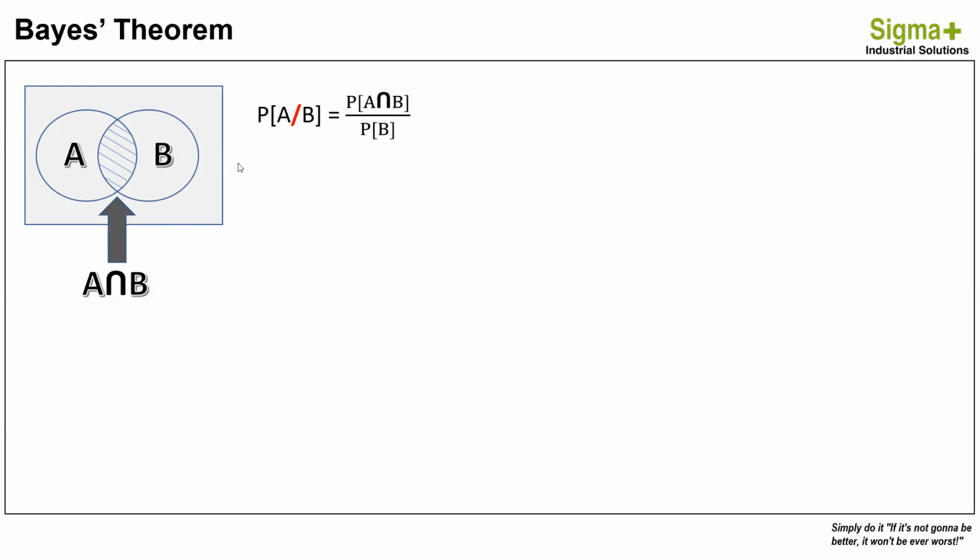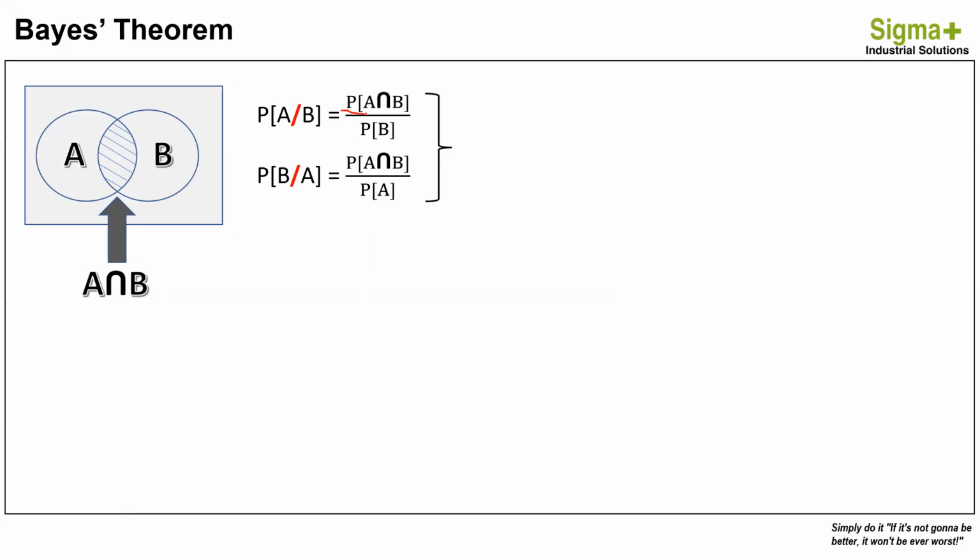So if I say that the probability of A subjected to B, as you can see, the red slash means subjected to B, or under the condition of B occurrence, it is the intersection between both events A and B divided by the probability of B. And I can also say the probability of B subjected to A is the intersection of both events A and B divided by the probability of A, right?